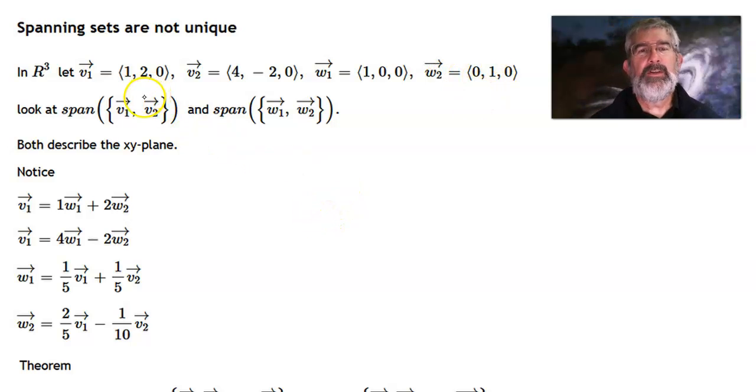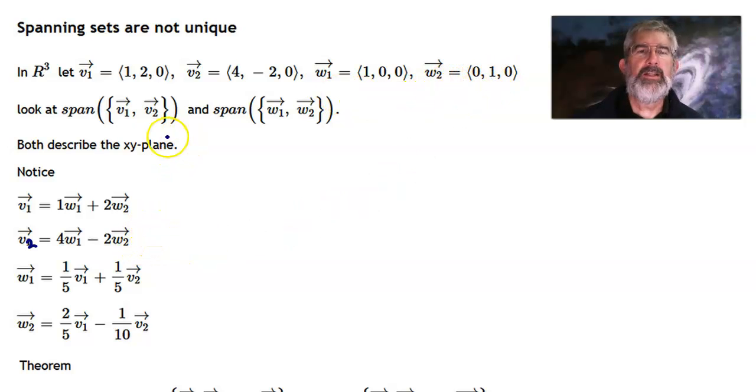Less obvious is that the span of these two vectors, v1 and v2, is also the xy plane where z equals 0. Notice that it's probably pretty clear that you can write v1 as 1 times w1 plus 2 times w2. That's what we already said, that everything can quickly be written as a linear combination of those two. V2, this should say v2 right here. In fact, I've got a pencil and I can turn that into a 2. There we go. V2 is 4 times w1 minus 2 times w2.